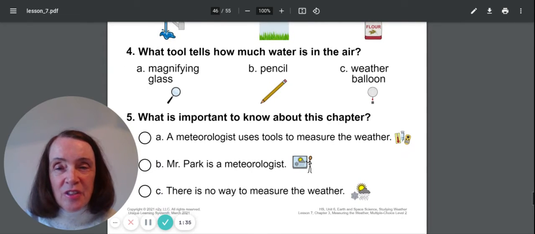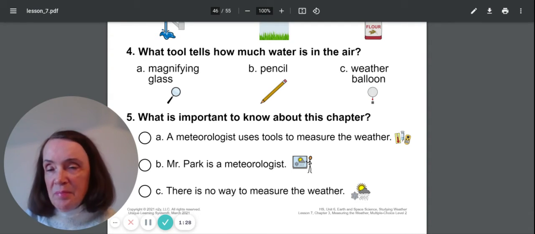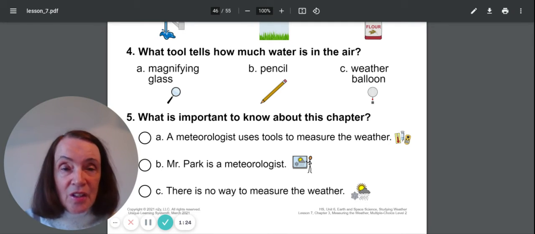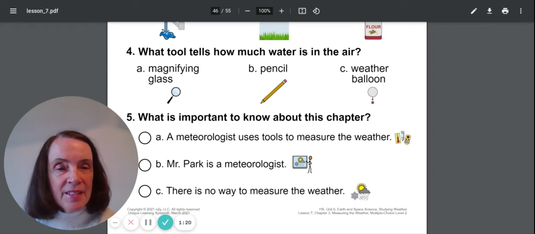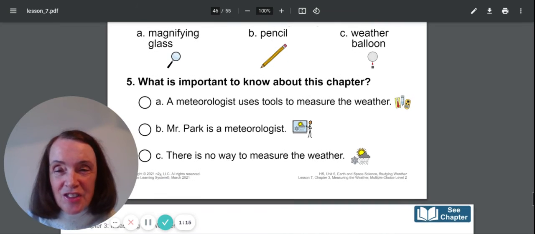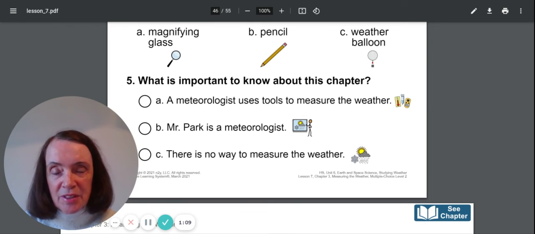Good. Question 4 is, what tool tells how much water is in the air? Was it a magnifying glass? Or did we read about a pencil? Or a weather balloon? If you said weather balloon, you'd be right. Great job. And the last question is, what is important to know about this chapter?